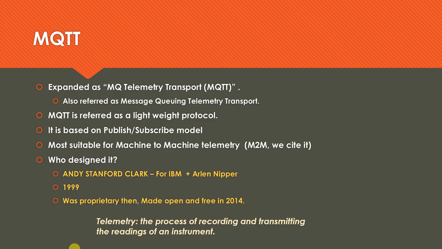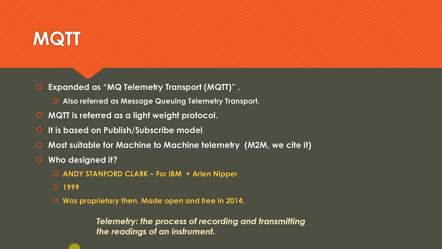MQTT is nothing but MQ Telemetry Transport. It is also referred to as Message Queuing Telemetry Transport. Before we go into the details of MQTT, it is extremely important for us to understand what telemetry is. The dictionary definition says it very aptly: telemetry is the process of recording and transmitting the readings of an instrument. It is what IoT is all about. I am going to take a reading of temperature, pressure or humidity through a sensor, and then record it and transmit it wherever and whenever needed. This is all about telemetry. So the definition is very clear.